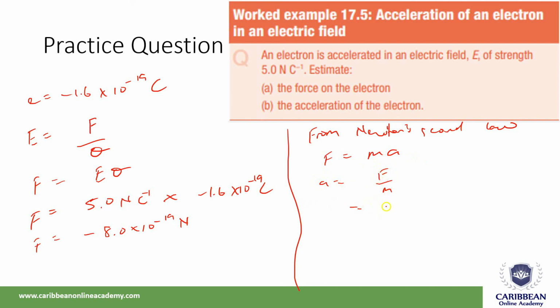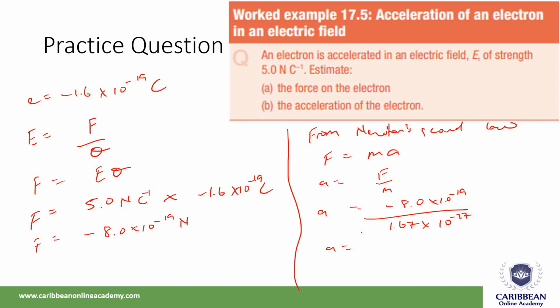So force is what we just determined, negative 8.0 times 10 to the minus 19, divided by the mass of an electron, which I believe is going to be 1.67 times 10 to the minus 27. That will tell us our acceleration. Let me just confirm. I hope that's the actual mass of the electron. I don't remember the mass of the electron quite. That value sometimes will be given to you.